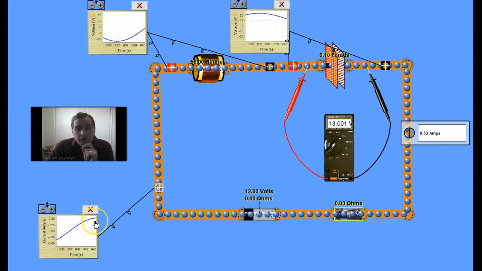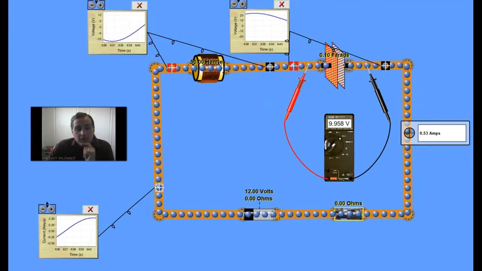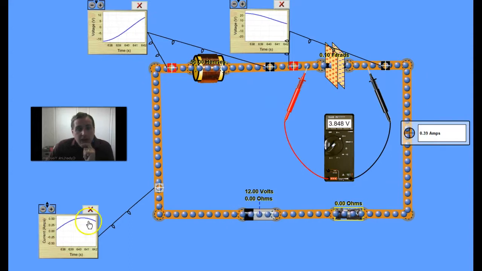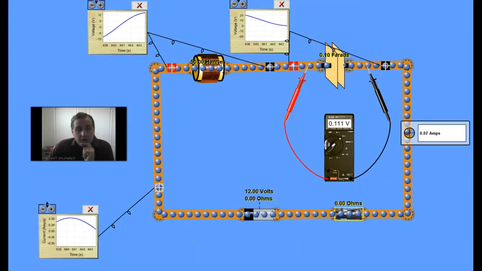So notice the current is reaching its maximum value again. The capacitor is charged. And look at the inductor. The inductor is changing most rapidly. Notice now the current is going back down. And let's go right around here. Why is the inductor at its largest voltage right now? Well, because I think the current is changing most rapidly. Notice at this exact moment, listen to me, the capacitor is uncharged.